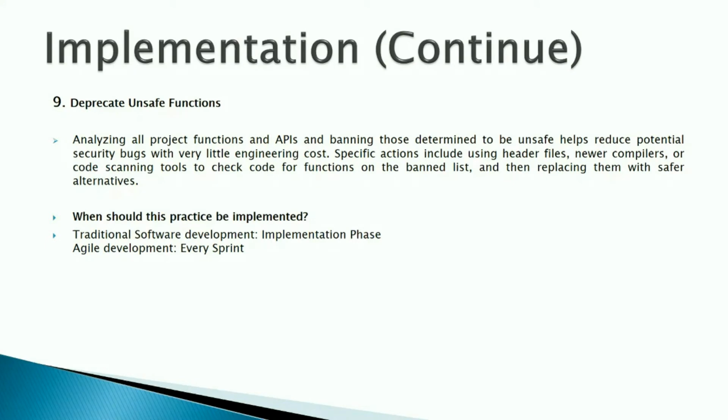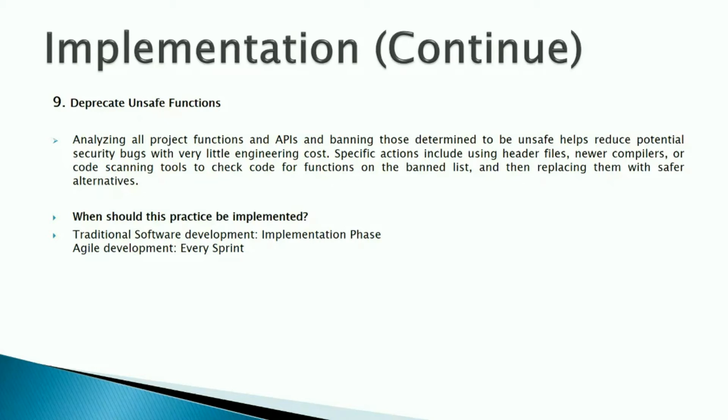In implementation, the next phase is deprecate unsafe functions. It means that analysis of project functions and APIs and banning those determined to be unsafe helps reduce potential security risk. After every security check, if there is an update which increases security, we deprecate the unsafe functions, or we can go ahead and remove them if we find that there is a security threat. Specific actions include header files, newer compilers, or code scanning tools to check code for functions on the banning list. It's kind of blocking when there are updates.